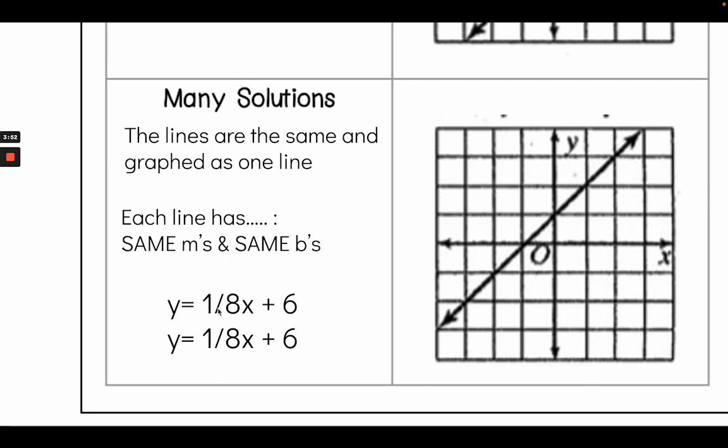This is an example of what it looks like. y equals 1/8 x plus 6 and y equals 1/8 x plus 6. So they have the same slopes and they have the same y-intercepts.